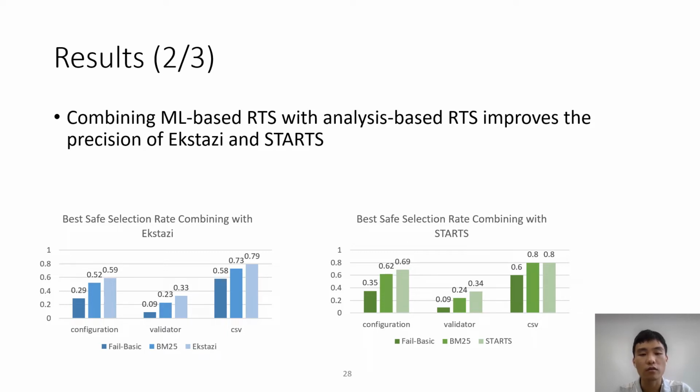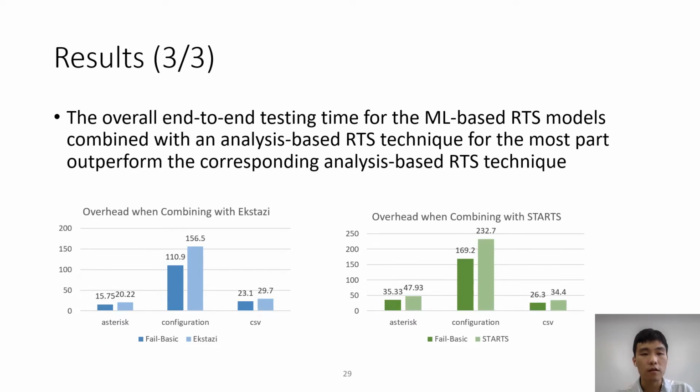In the bottom 2 bar plots, we show the end-to-end testing time when combining Fail-Basic models with Ecstasy and Starts compared against that time for Ecstasy and Starts alone on 3 open source projects. Overall, end-to-end testing time for Fail-Basic combined with the analysis-based RTS technique is less than the corresponding analysis-based RTS technique.